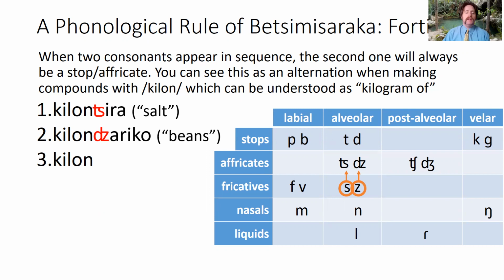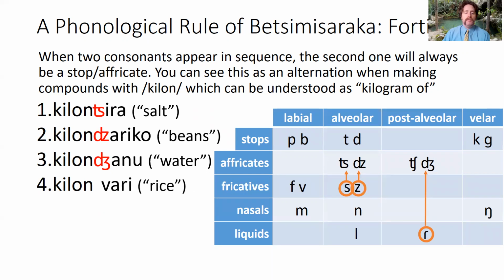Also, we can see it when we combine kilon with ranu, which means water, but they don't say kilon ranu, they say kilon janu. So that post-alveolar liquid is pronounced instead as a post-alveolar affricate. A final example I'll show you is when we combine kilon with vari, which means rice, but they don't say kilon vari. The V is pronounced as a B, so that voiced labial fricative is pronounced as a voiced labial stop. Another thing that happens that we can't talk about today is that N becomes an M, but I hope you can see that now we have labials together in that pair.